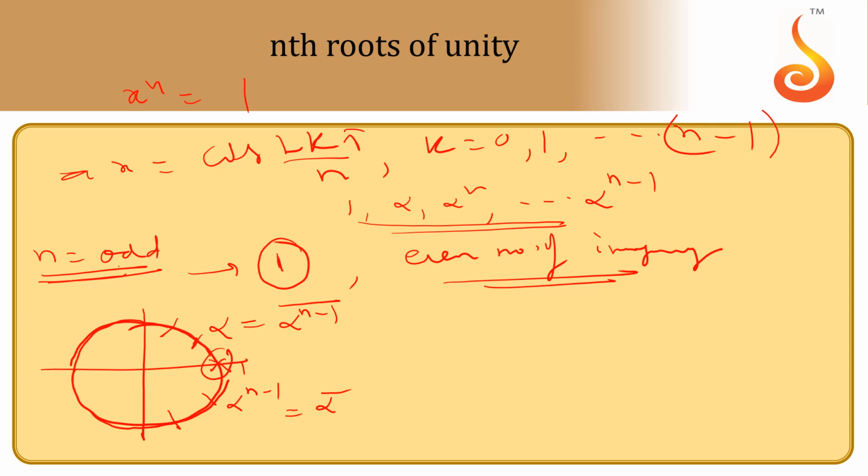Suppose n is even. Remember, for that, what will happen? 1 will be there and minus 1 will be there. 2 real roots will be there. Again, the leftover n minus 2 will be even. So they will be spread equally on the upper side of the circle and the lower side of the circle with the same features.